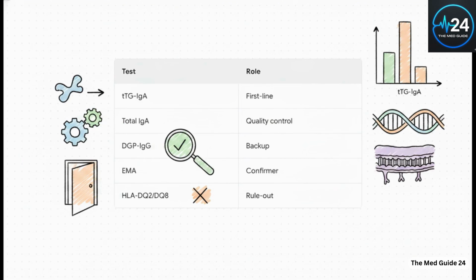So your absolute first-line test is the highly sensitive tTG-IgA, but here's the kicker. You must always pair it with a total IgA level to act as your crucial quality control. tTG-IgA is incredibly sensitive, sitting right around 95%, making it the perfect initial screen. Now, antibodies like EMA, or anti-endomysial antibody, act as your highly specific confirmer test, and they're often used if that initial serology is equivocal. And what about HLA-DQ2/DQ8 typing? That is your ultimate rule-out test due to its extremely high negative predictive value.